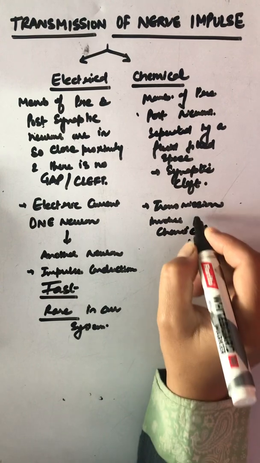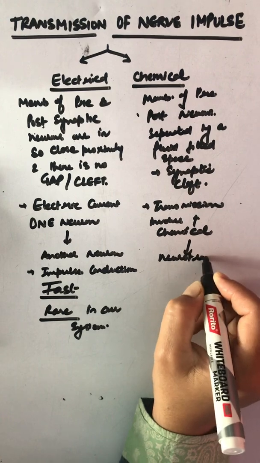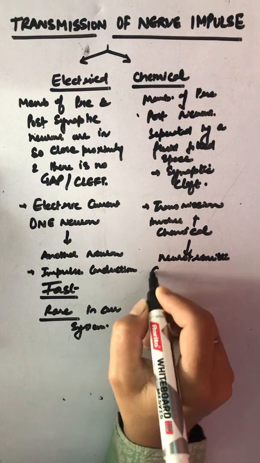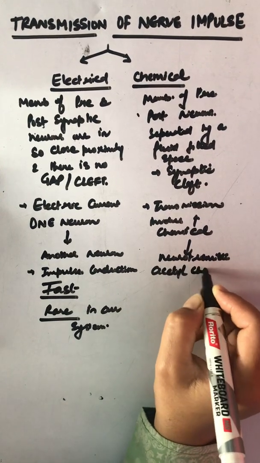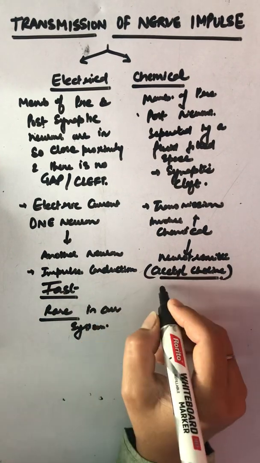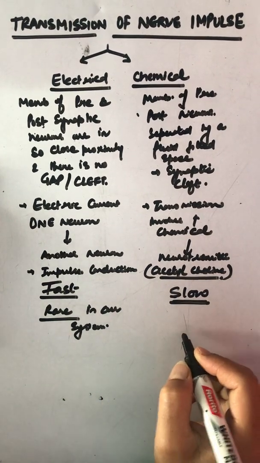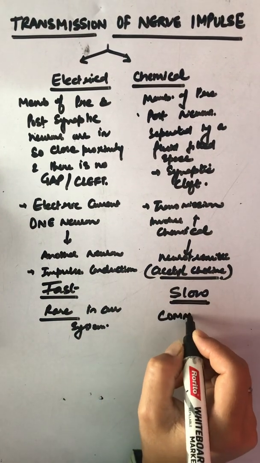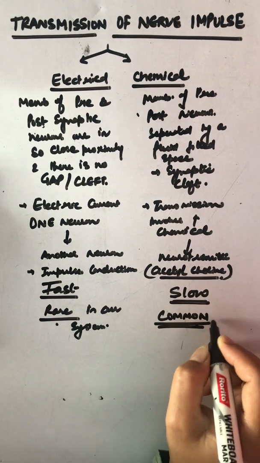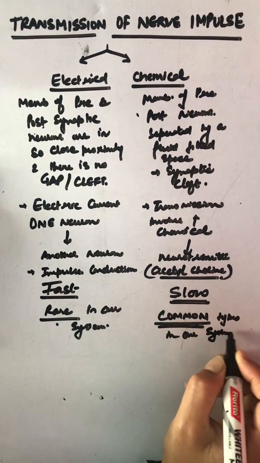Okay, so there is a chemical, and the name of this chemical is, it's actually neurotransmitter acetylcholine. Here the impulse conduction is slow, and these are more common. Obviously, if the others are rare, these are the common types of synapses in our system. This is the basic difference.